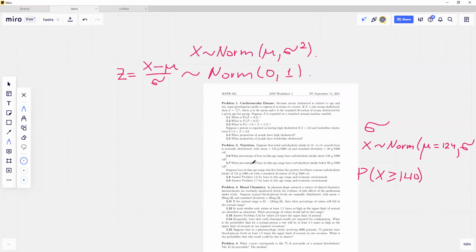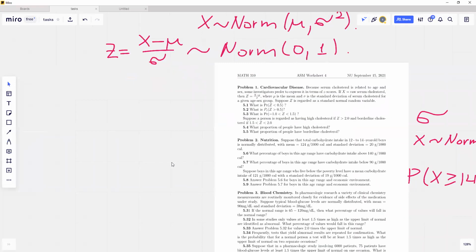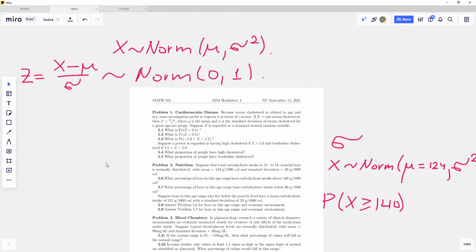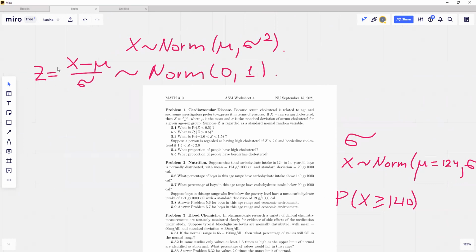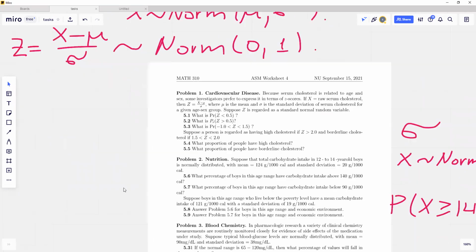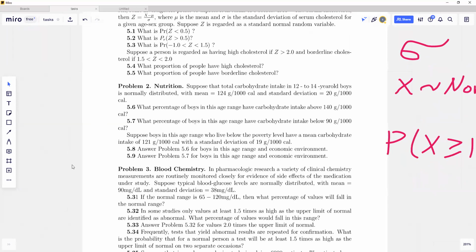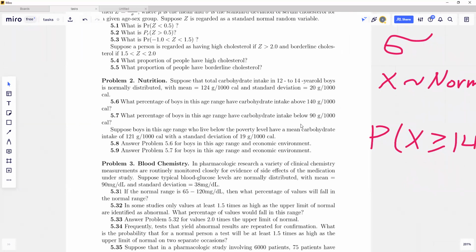All right, guys, any questions so far? From any general normal distribution with mean mu and standard deviation sigma, we can move to standard normal by applying the following transformation: X minus mu divided by sigma. All right, so what percentage of boys in this age range have carbohydrate intake below 90 grams?